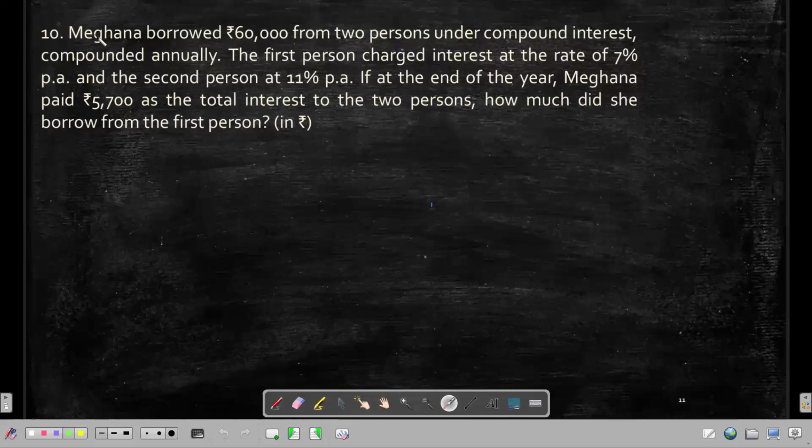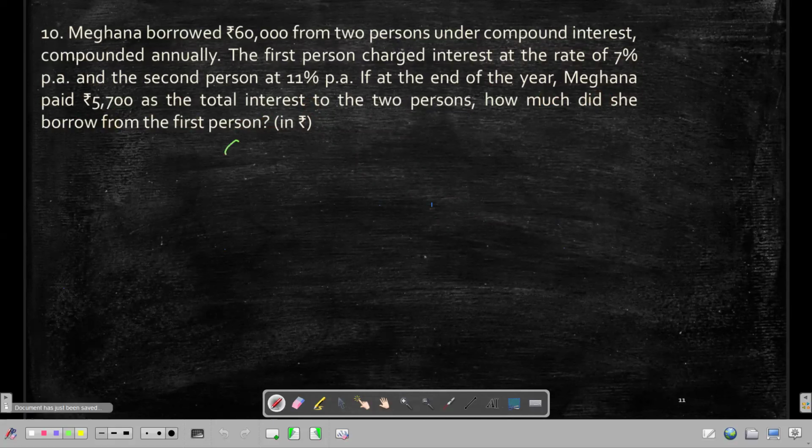Consider this question. Meghna borrowed rupees 60,000 from two people under compound interest, compounded annually. The first person charged an interest at the rate of 7% and the second one at 11%. At the end of 1 year, Meghna paid 5700 as the total interest to these two people. How much did she borrow from the first person?